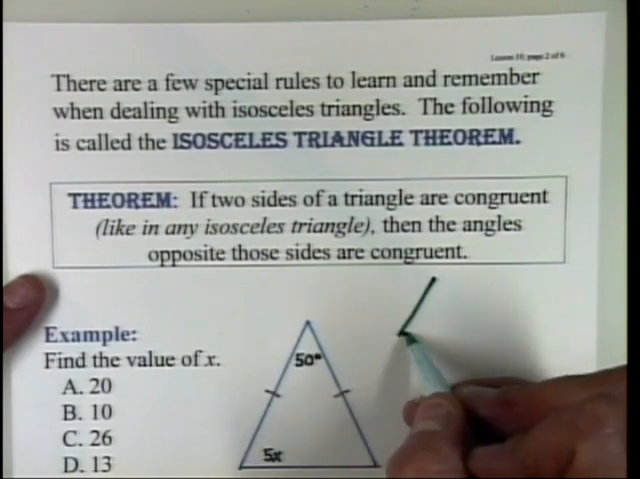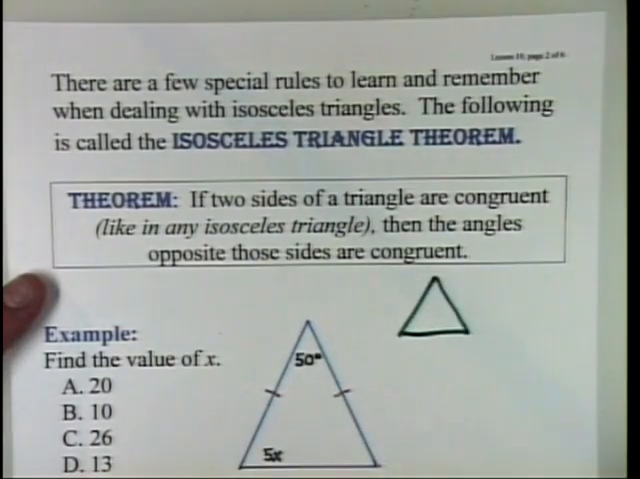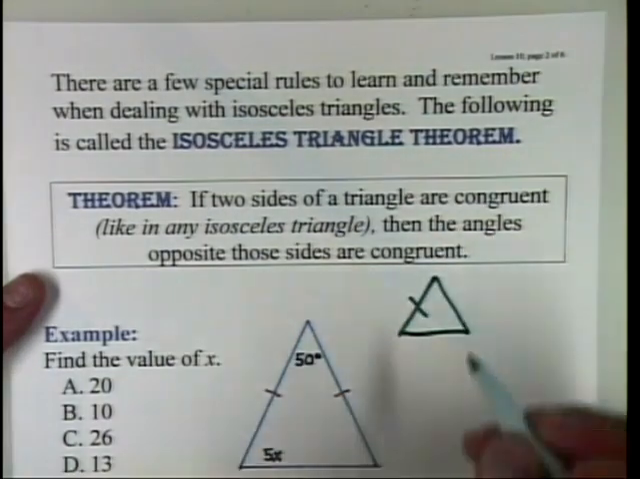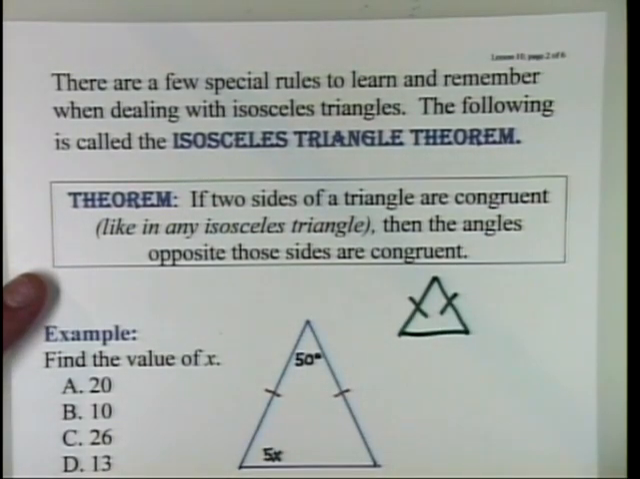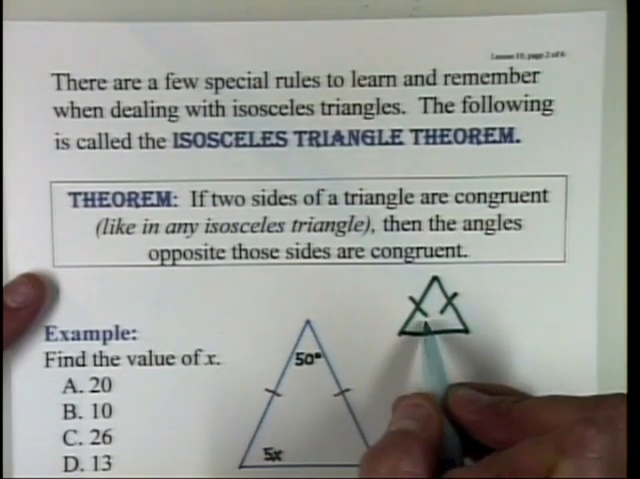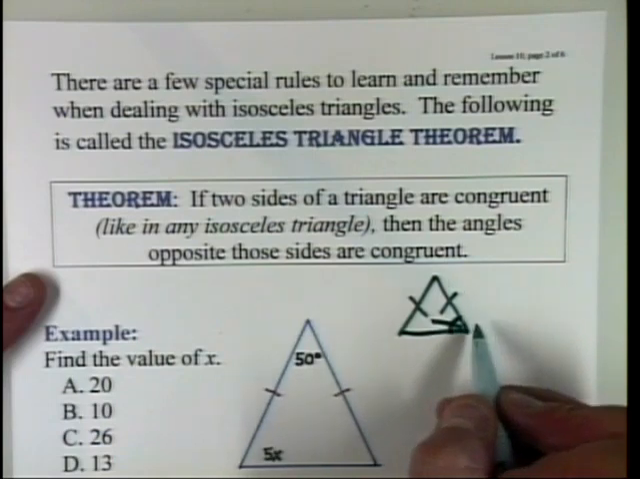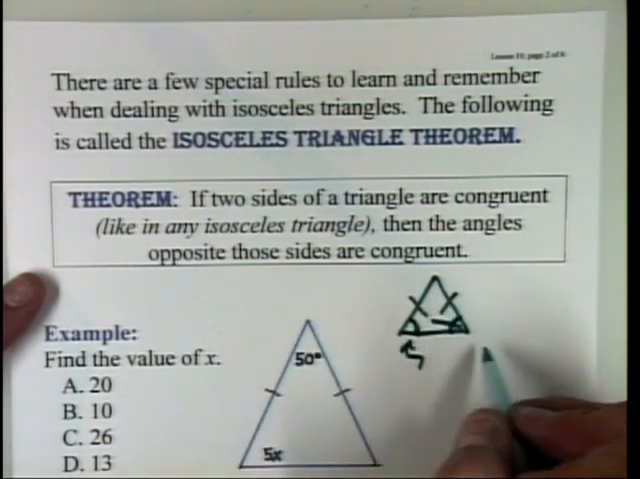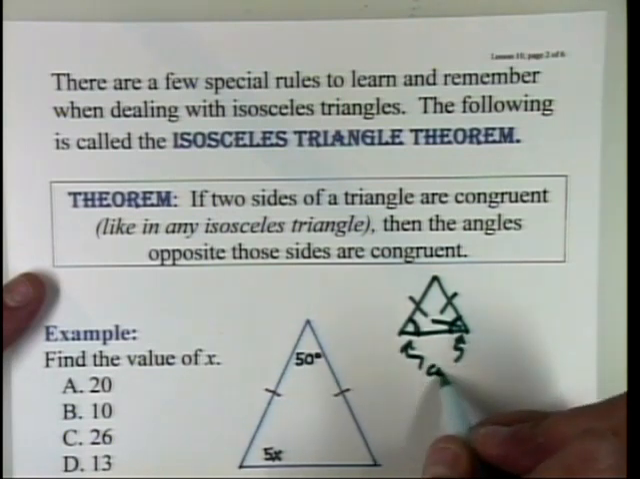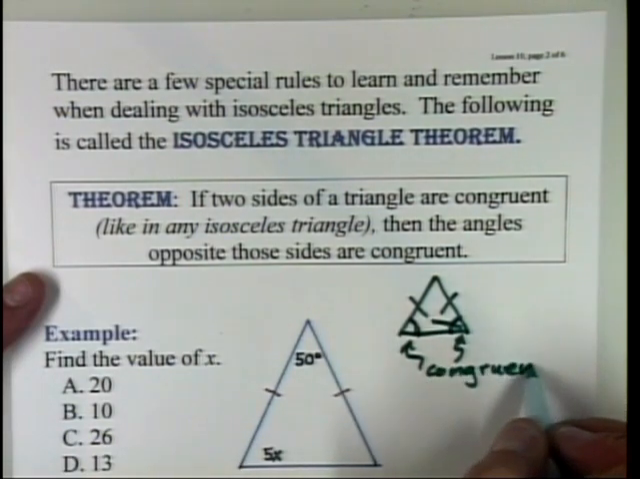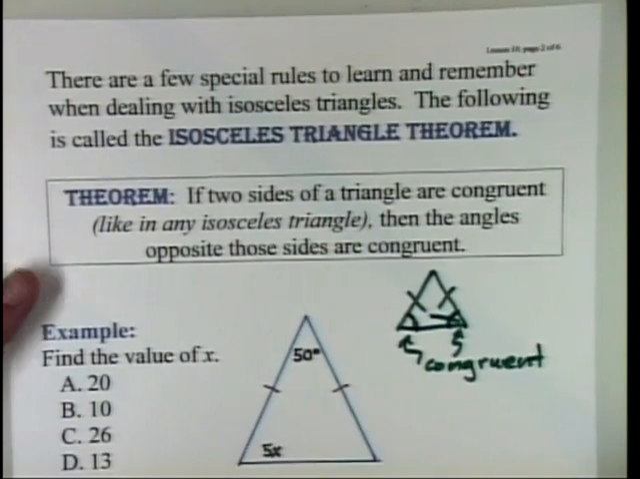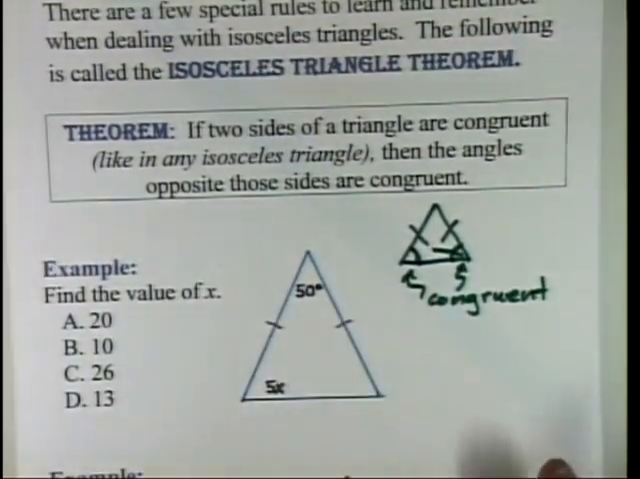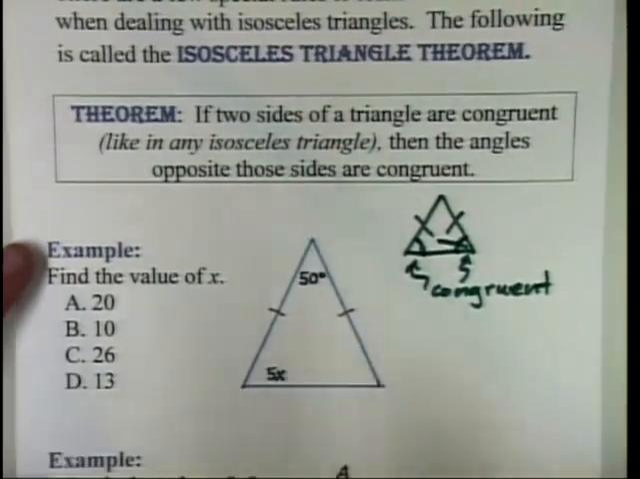So if I had this triangle here and I had any two sides congruent, let's say this side here and that side there, the theorem says that knowing that the two sides are congruent means that the angles that are opposite, these two angles right here, are congruent. Okay? Now we know that about an isosceles triangle. But this says for any triangle with two congruent sides that the angles are congruent. So how can we use this?